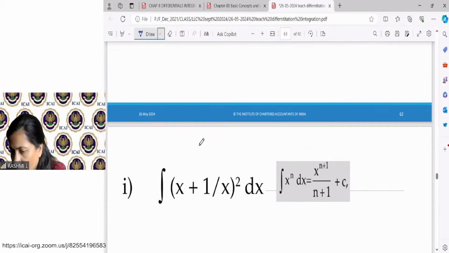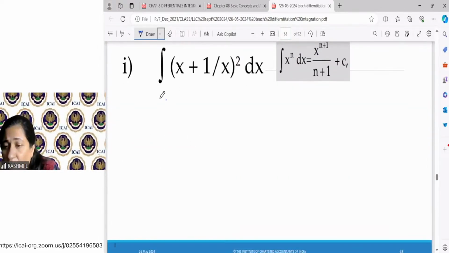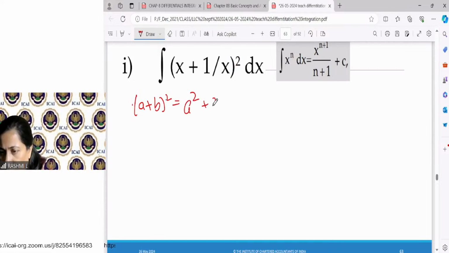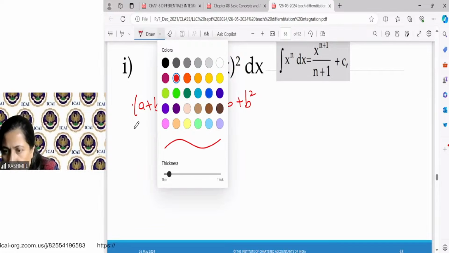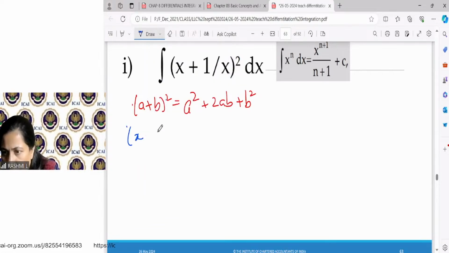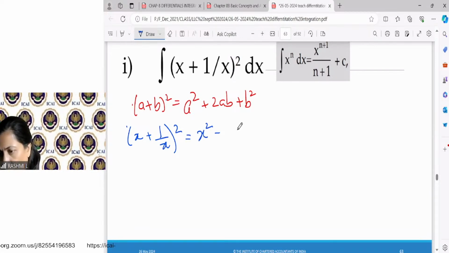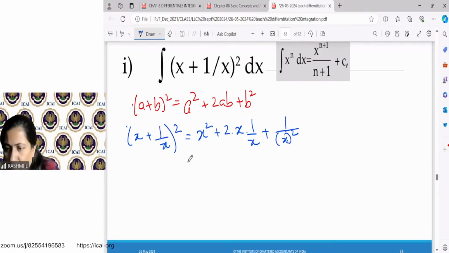Now for this you can use the formula a plus b whole square. The algebraic formula is a square plus twice ab plus b square. So what will I get? x plus 1 by x whole square is equal to x square plus 2 into x into 1 upon x plus 1 upon x the whole square. This x will get cancelled with this, so x square plus 2 plus 1 upon x square.